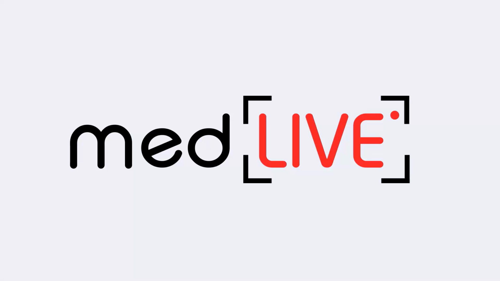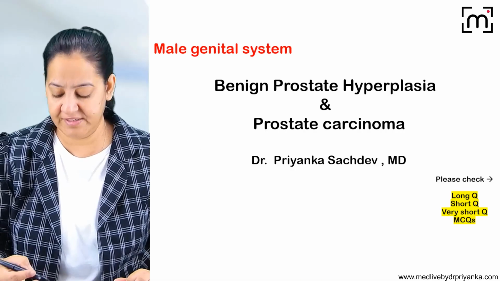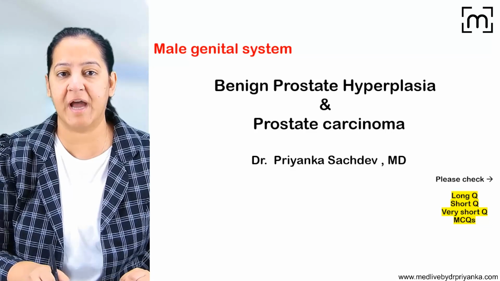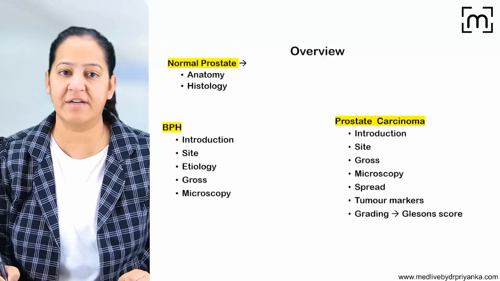Hello everyone. In this session, we are going to discuss two important topics, that is benign prostatic hyperplasia and prostate carcinoma. On both of them, you usually get a long question in your university exam, but sometimes you can get a short question on individual portion of each of them. So basically, we will be discussing the etiopathogenesis, gross and microscopy and grading, staging and spread of each of them. So first we will see the details of benign prostatic hyperplasia and then we will come on prostate carcinoma.